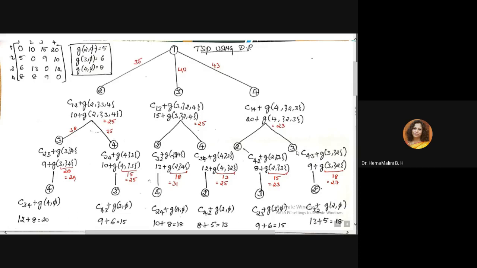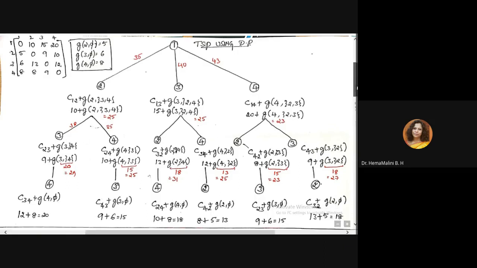What is the last option he has? He can go from city 3 to 2. So it is C of 3 2 plus, he is in 2, remaining city is 5, so G of 2 comma 5. Okay, so now what is the value we have got?